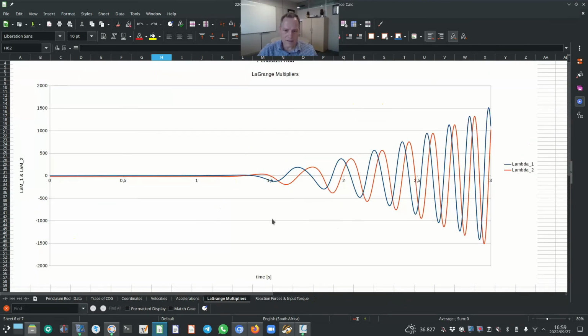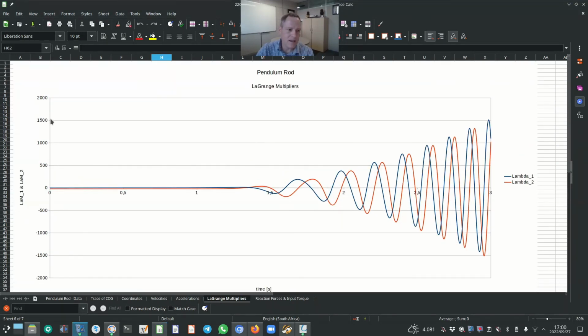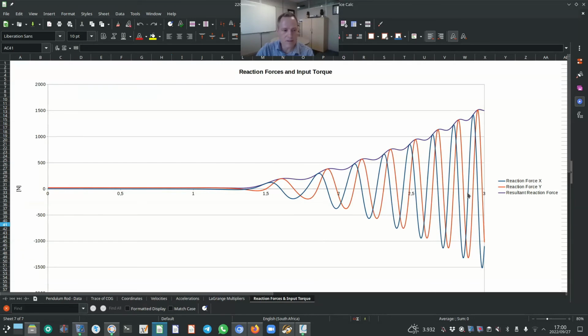Okay, let's have a look at the Lagrange multipliers. Lambda 1 and 2 are plotted against the primary y-axis, and they go up all the way to 1500. Now remember, these Lagrange multipliers represent the reaction forces. So I've isolated the reaction forces on the next graph, and here you can see the resultant reaction force, how it peaks at more than 1.5 kilonewton for a simple pendulum rod weighing 2 kilograms and a torque of 6 Newton meters being applied to it. So it's quite an interesting result.